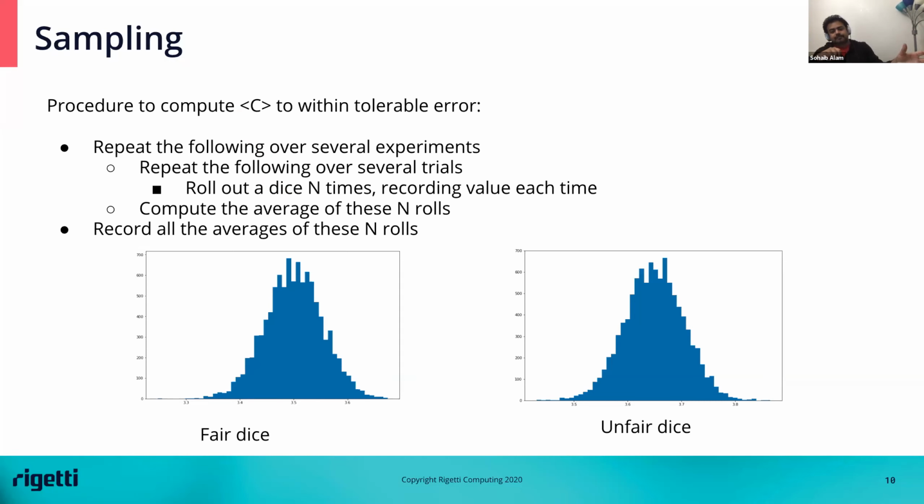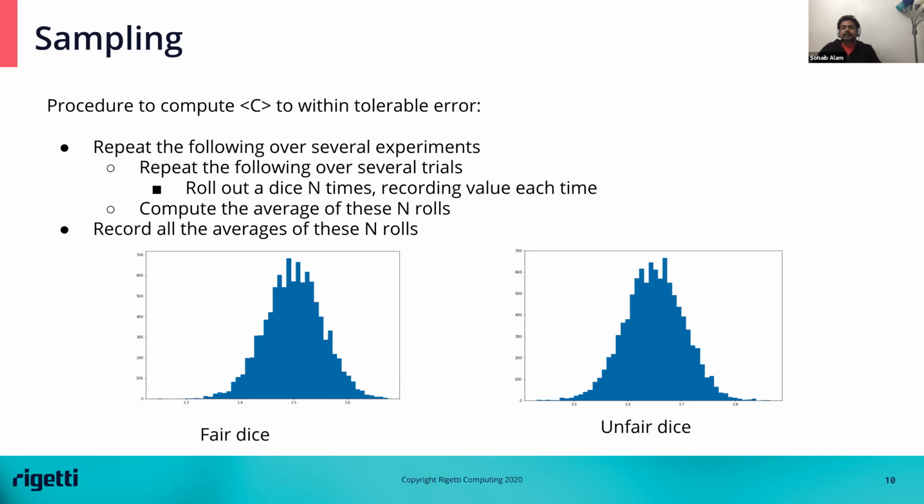So this thing spits out a value for the random variable that we want to estimate, but we only have access to this machine and we can only call it some finite number of times, right? So what can we imagine doing? We'll repeat the following over several experiments. In each experiment, we will repeat the following over several trials, so there are two repetitions here. For each trial, we'll roll a dice several times, say n times, and we'll record the value each time.